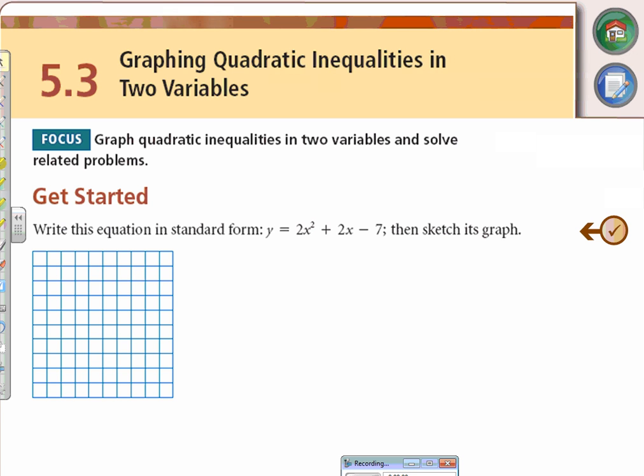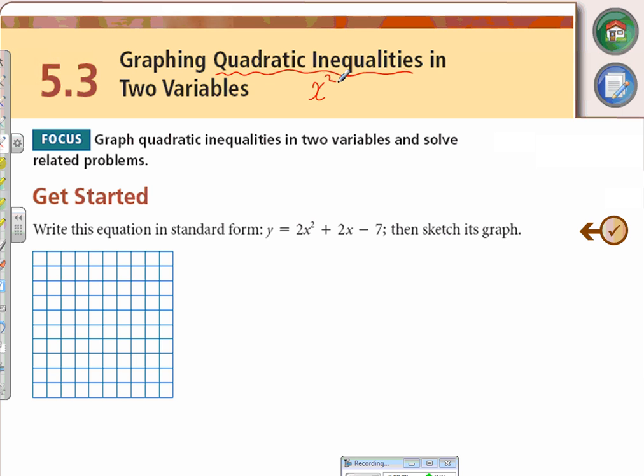Okay, so 5.3, we're graphing quadratic inequalities in two variables. We're going to take what we did with graphing of the linear inequalities, and we're going to apply that exact same information, but this time we're going to do it with quadratics. So again, quadratics meaning we've got x squareds happening. So in order to be able to do that, we got to be able to graph those quadratics. We've been doing it a lot this year. We've seen quadratics showing up in a lot of the different chapters.